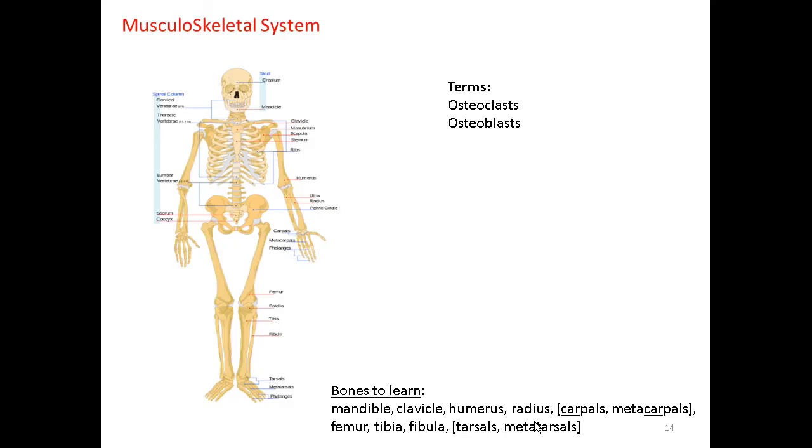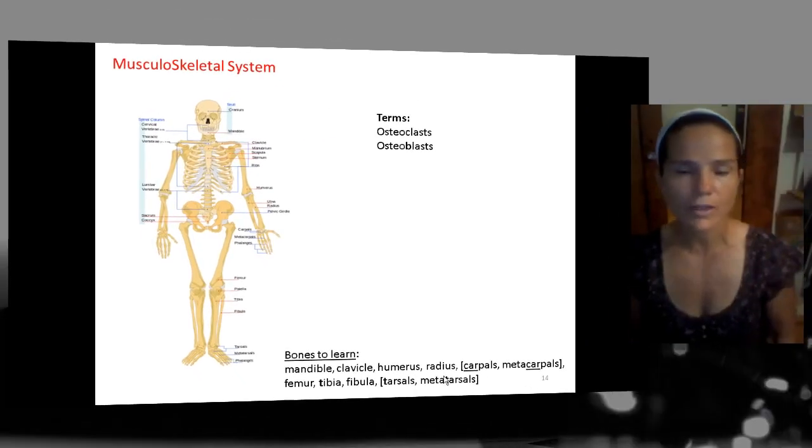Think about carpals. They're your wrist bones. You drive a car with your carpals, or carpal tunnel syndrome. All you've got to know is carpals are in your hand, wrist. You don't have to know the metatarsals. You don't have to know the phalanges. Just know carpals and metacarpals are in your hands and wrists.